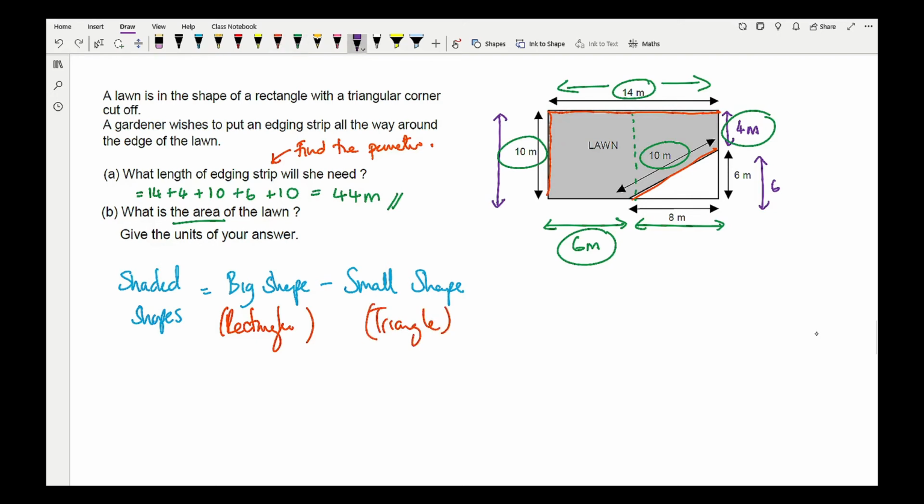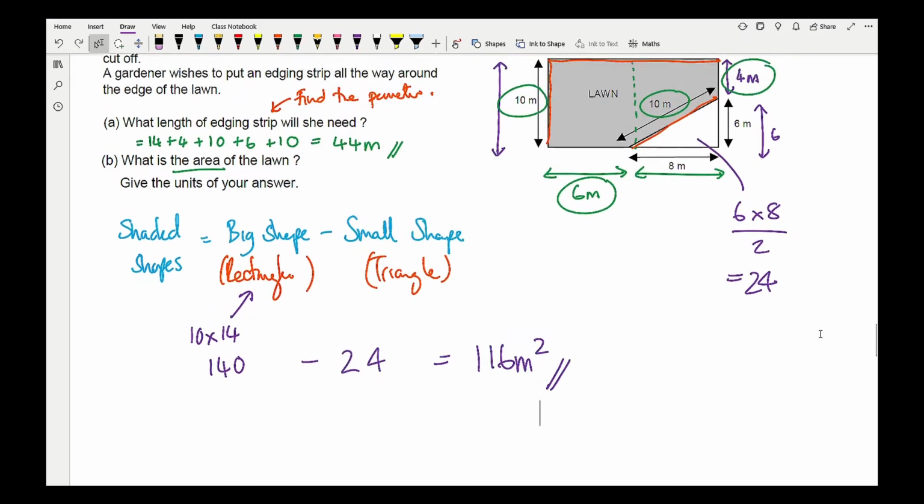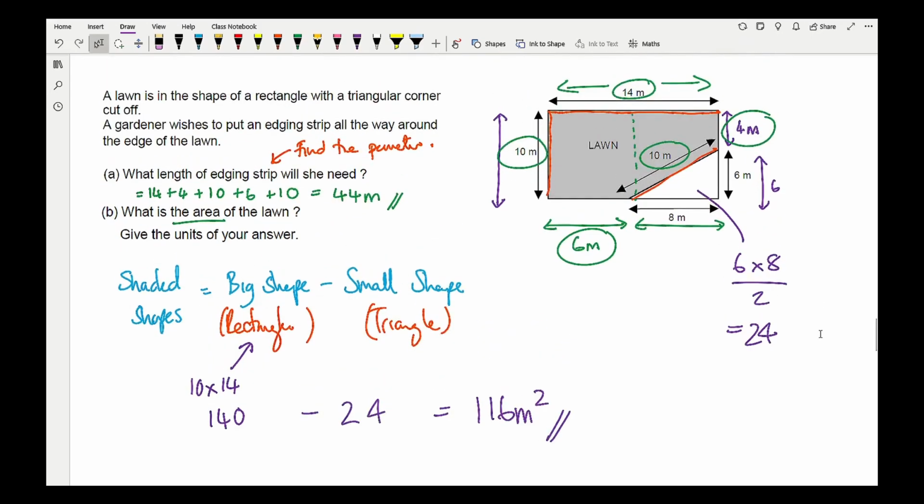So the area of the large rectangle, the actual perimeter, is going to be 10 times 14, which is 140. And the triangle is going to be 6 times 8 divided by 2, which is 48 divided by 2, which is 24. So I'm going to take 24 from that, which gives me an answer of 116 meters squared, and there is my final answer.